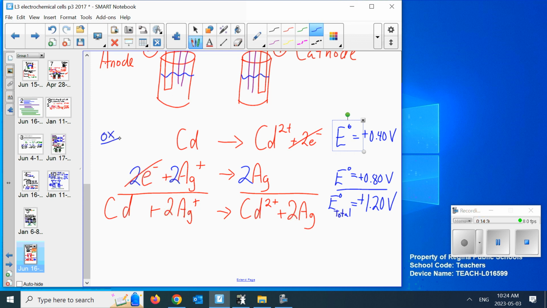I'll just put points. And then reduction is gaining electrons. That's where they're added in. Now, I didn't ask for this directly here, but we're going to label the diagram. Oxidation happens at the anode. Reduction happens at the cathode. Okay. But now go back to my diagram.